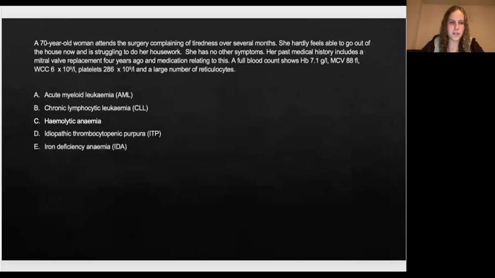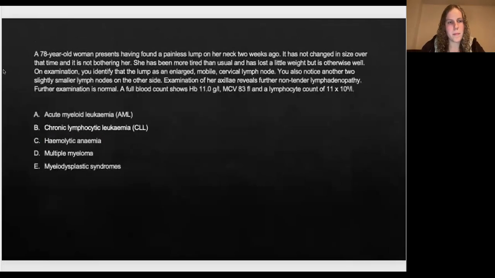So C is right, exactly, according to the algorithm. If you follow that, you've also got some other clues in here. The clue here is the valve replacement can cause damage to red blood cells, and that can cause the hemolytic anemia. So that's why it's happening. Also the platelets are normal and the white cell count is fairly normal, so it's unlikely to be a leukemia or anything.